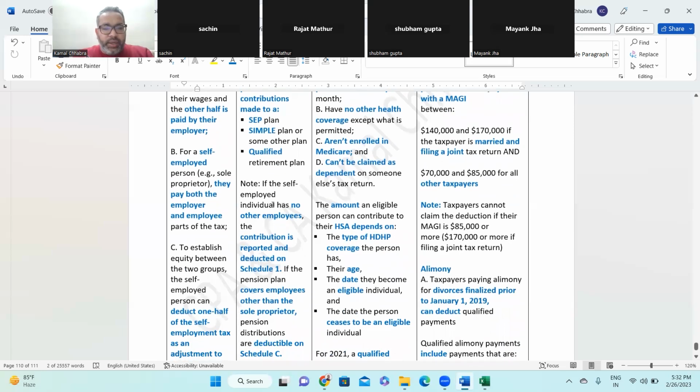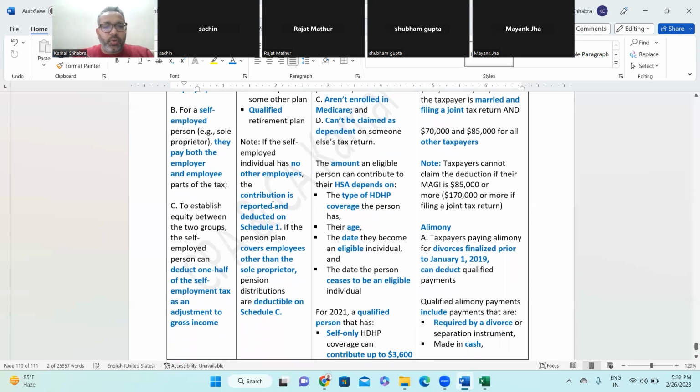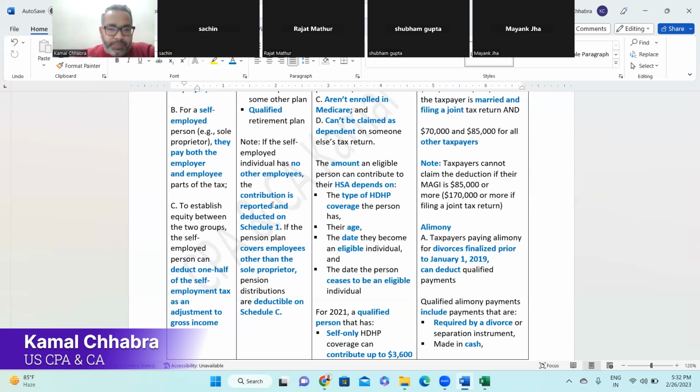If a self-employed individual has no other employee, then the contribution is reported and deducted on Schedule 1. So if you are a self-practitioner, for example, you have your own shop in which you have no other employee and you are working on your own, in that scenario you will be using Schedule 1. But if you have multiple employees, let's assume you are a doctor and you have 2-3 nurses, 2-3 medical staff, 5-6 people running a clinic, in that scenario you need to use Schedule C.